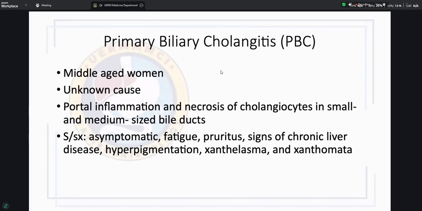Patients may be asymptomatic early on, or they may present with fatigue or pruritus, which may easily be mistaken for some other conditions. But as the disease progresses, there may be signs of chronic liver disease like hepatomegaly, splenomegaly, ascites, and edema. Some features that are unique to PBC include hyperpigmentation, usually in the arms and trunk, xanthelasma, and xanthomata, which are yellowish cholesterol deposits under the skin, all of which are related to altered cholesterol metabolism.